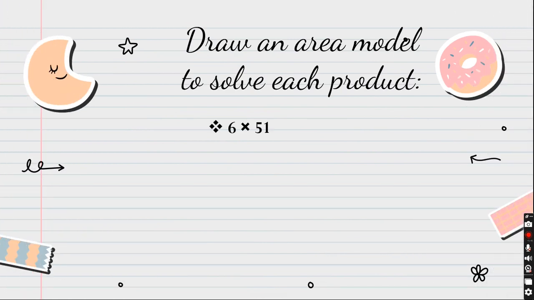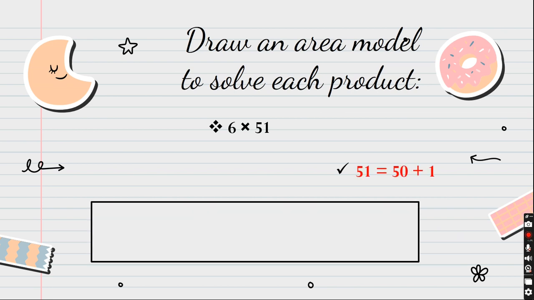Draw an area model to solve each product. Firstly, 6 times 51. I will decompose the number 51. So 51 equals 50 plus 1. Then I will draw the area model. I will draw the rectangle, a big rectangle as you see, and put 50 and 1 and put the number 6 in the width.